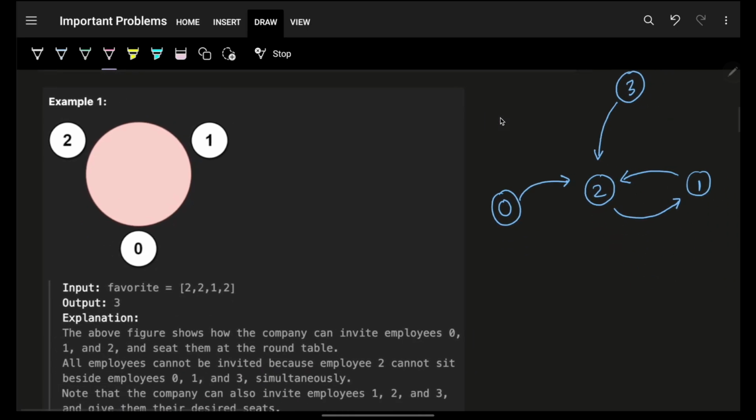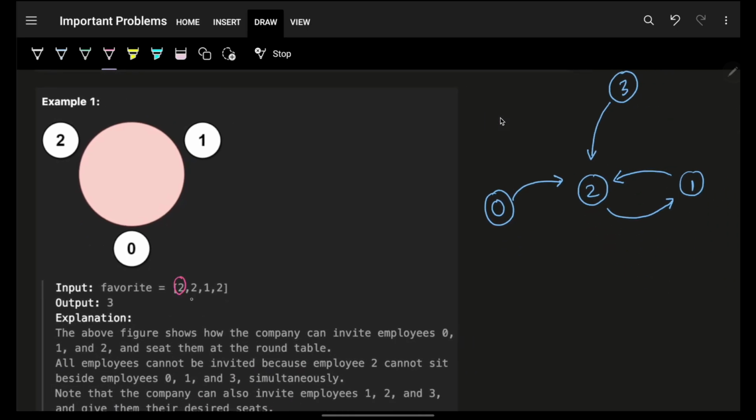So as we can see, for 0 the favorite person is 2. When I say 0, I mean the index, so for index 0 the favorite person is 2. Index 0 will sit only if he can find that 2 is there. For 1 the favorite person is 2. For 2 the favorite person is 1.